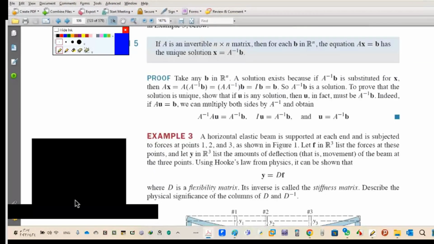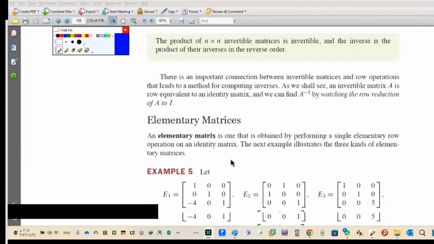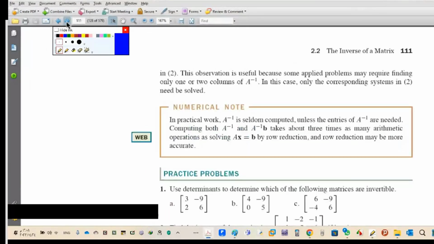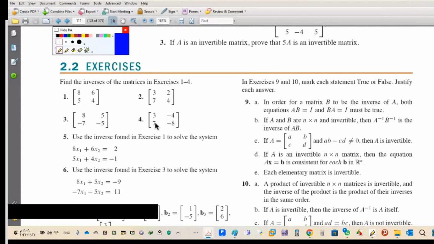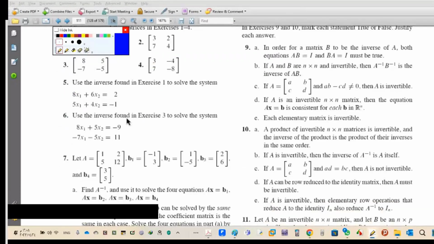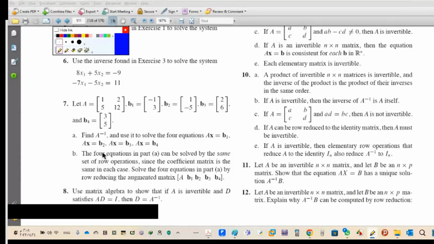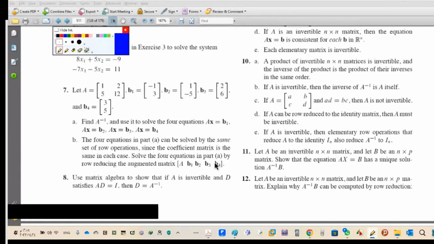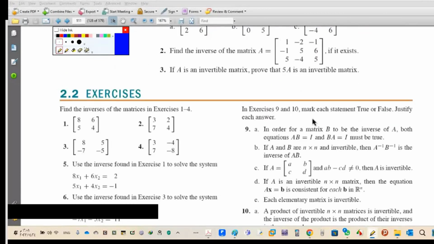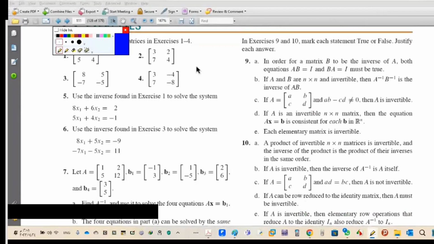Let's go to our book again. Okay, here we are. So 1, 2, 3, 4, 5, 6, they got it. Okay, now 7, it's not so important, so you can cancel. D8 is not important also. 9 and 10 are true and false, so try to solve by your hand. Those are important for the exam, 9 and 10.